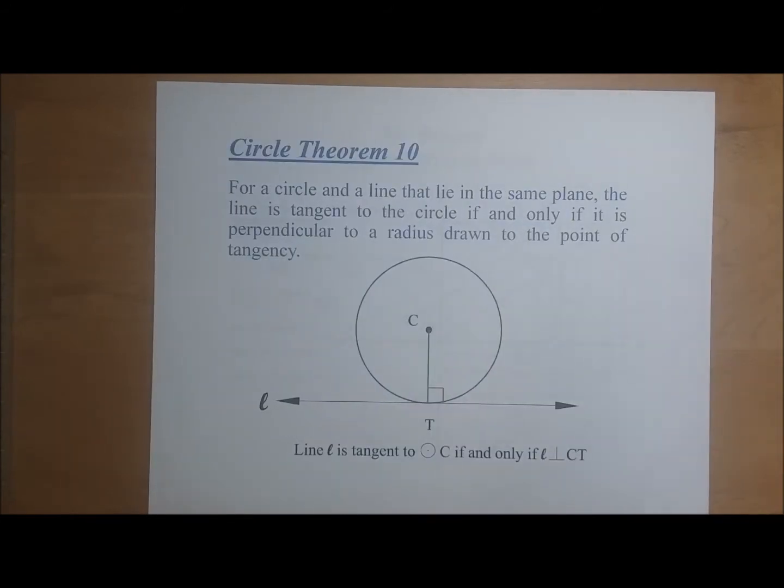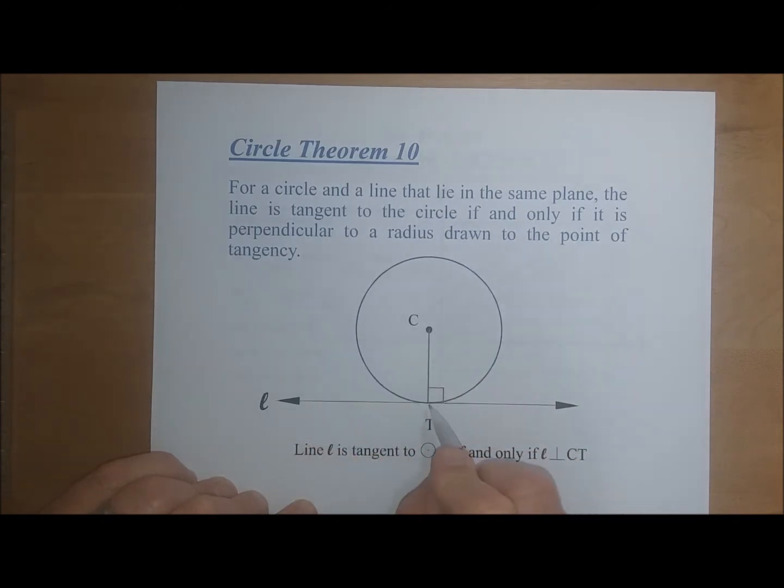All right, let's start with circle theorem 10. This is basically our definition of tangency when it comes to circles. For a circle and a line that lie in the same plane, the line is tangent to the circle if and only if it is perpendicular to a radius drawn to the point of tangency. So you can kind of picture this. If I had one of those other conditions, where I was either not intersecting the circle at all or I was intersecting in two places, then I wouldn't be able to be 90 degrees to this radius.